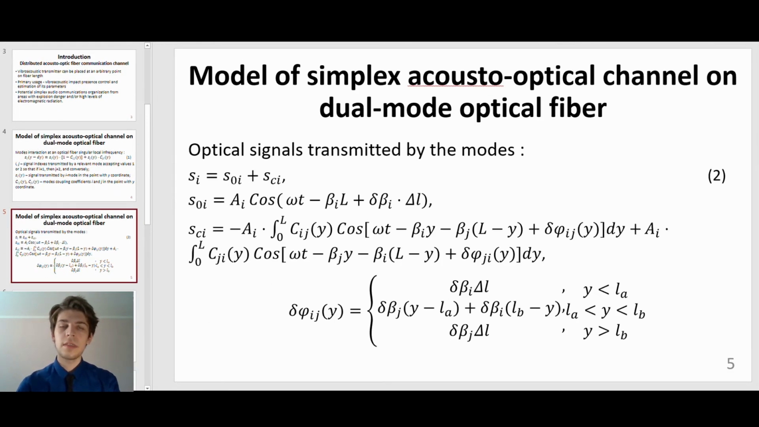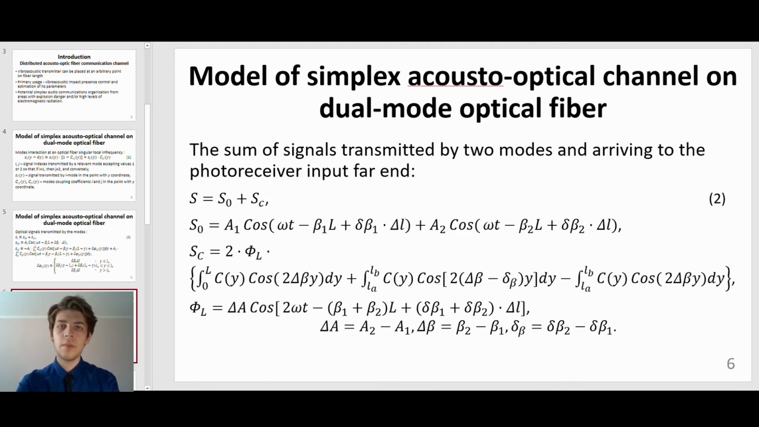Then, at the far end, the optical signals transmitted by the modes can be represented as follows, see equation 2. Subsequently, after a range of transformations, the sum of signals transmitted by two modes and arriving at the photoreceiver input at the far end can be generally represented as follows, see updated equation 2.